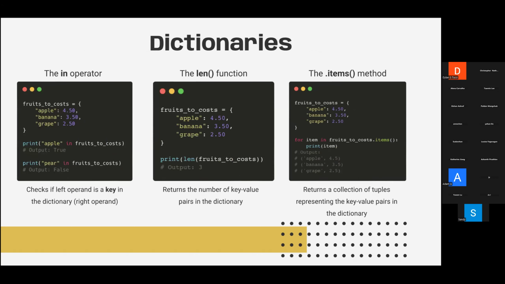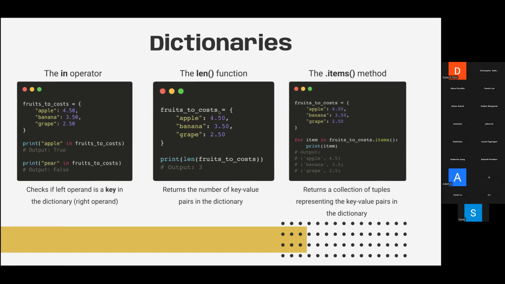Moving on, we know that there are a couple of functions that we have with dictionaries. So the first function that we know is that there's an in operator. You can see this dictionary has apple, banana, and grape. And what this in operator does is it checks if the key is in the dictionary. So we check if apple is in this dictionary, and we'll get an output of true. If we check if pair is there, or if pair is a key, you'll see there's no pair, so we get false.